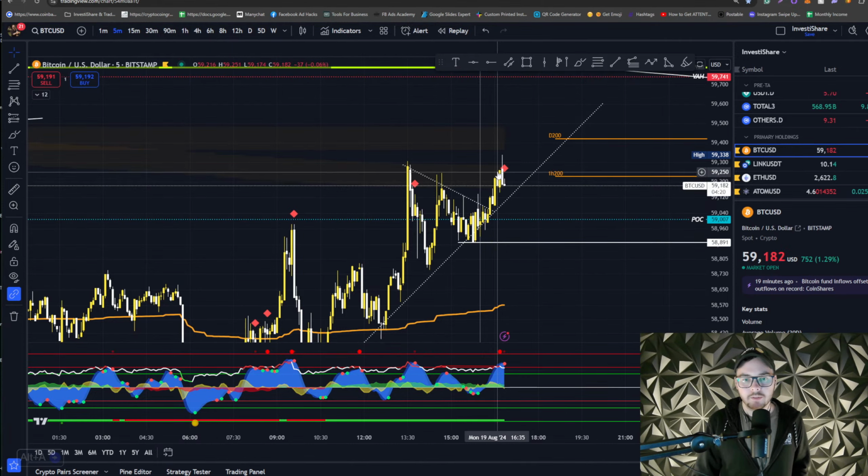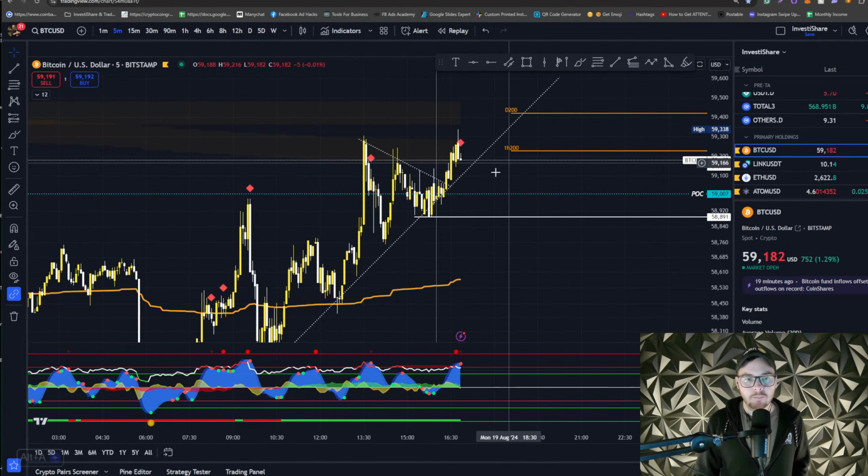That's almost a tweezer. What else do you guys want to look at? Let's see. Did we look at Link? We have not looked at Link.